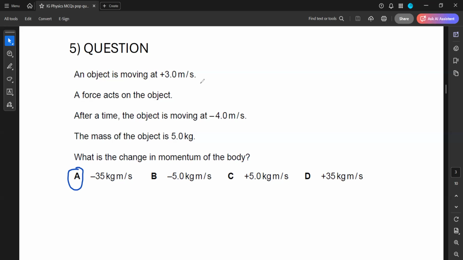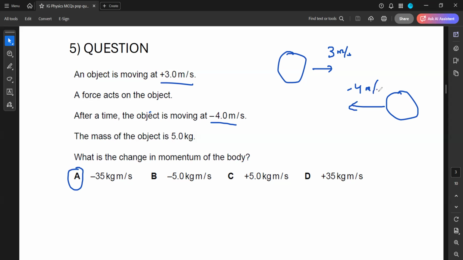So the explanation for this question: as you can see, there is an object moving at a speed of 3 meters per second. Then after some time, the object moves at a speed of -4. What does -4 represent? It represents that the object has changed direction, or it is moving in the opposite direction. The mass of the object is 5 kg, and it's the same object, so 5 kg.